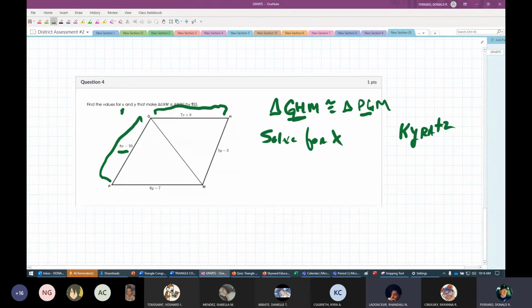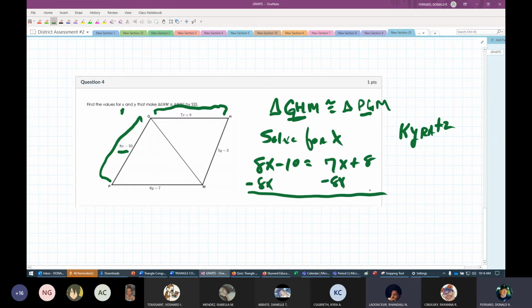All right. I've got two congruent sides, meaning the measurements are equal. So what is my equation? 8x minus 10 equals 7x plus 8, right? Now, what's my next step? I can't see the screen. Put the 8x on the other side. So I say minus 8x here, and minus 8x here, correct? Yes, sir. That cancels out. That gives me negative 10 is equal to, what's 7x minus 8x? Negative x, right, plus 8.